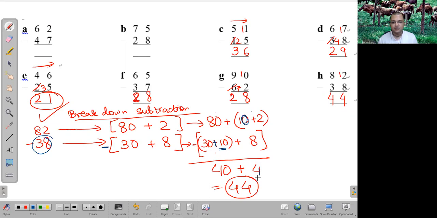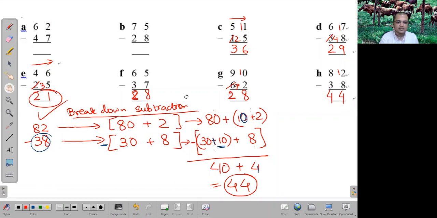Any doubt? Everyone is clear? So my point is, you have to understand the logic behind the methods. Simply learning a method and reproducing it is not going to help much. Akshaj: I still don't get the part when you said 80 plus 10 plus 2 and then 30 plus 10 plus 8. Can you explain one more time?